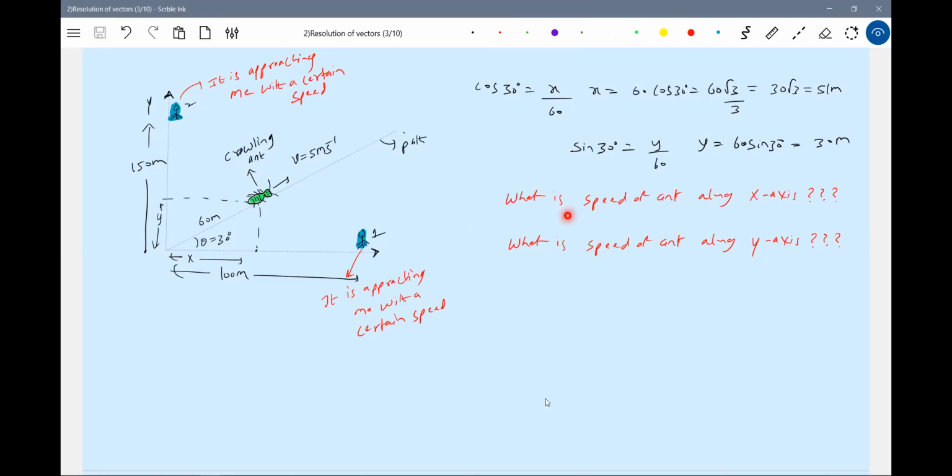Got the idea? So now, shall I break this up? A component of velocity will be along this direction, and one component will be here. So I'm going to break up this velocity, split it up. I'm going to resolve it. I'm going to break it up, split it up. Any of the words you can use.